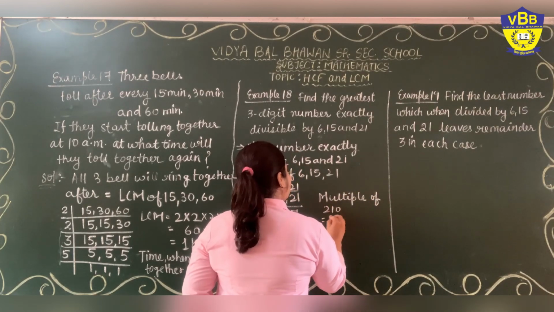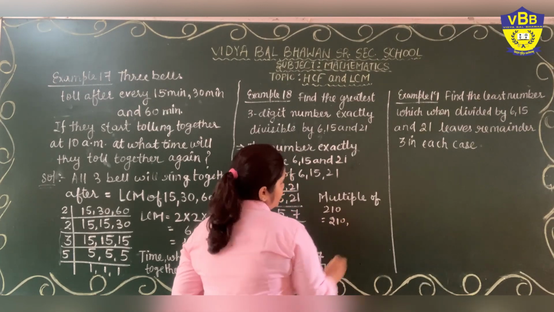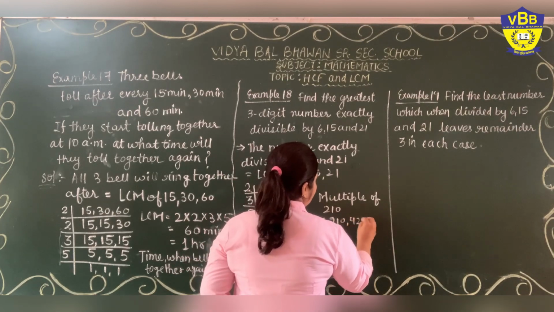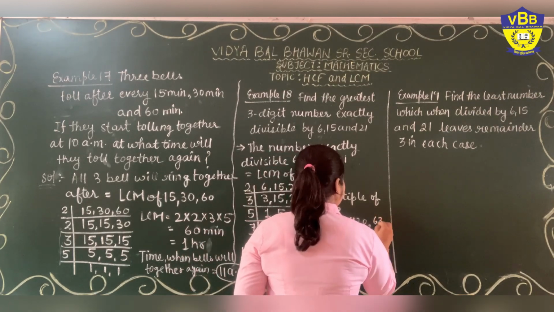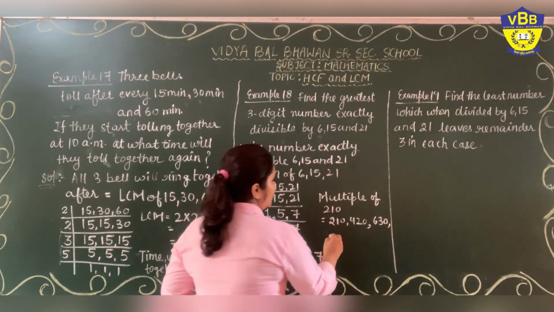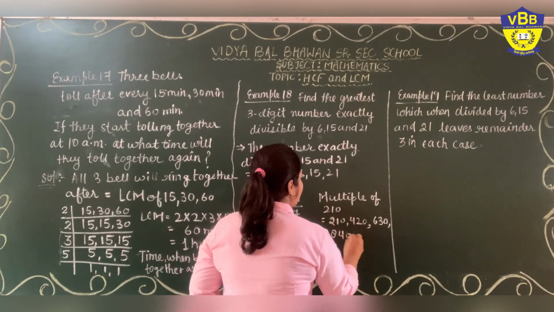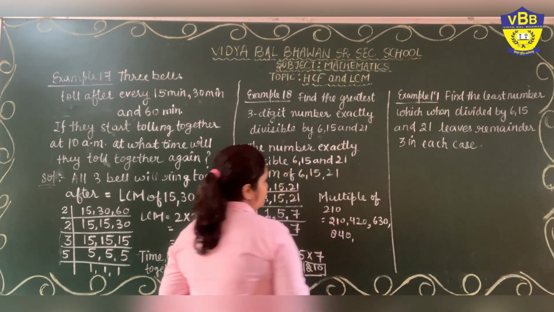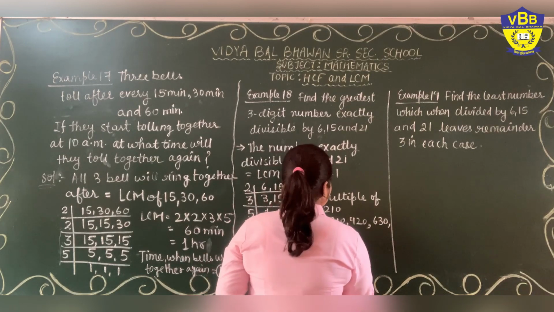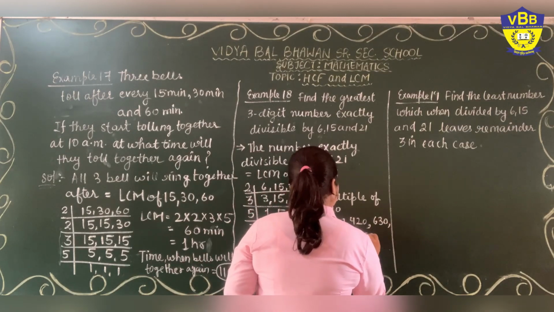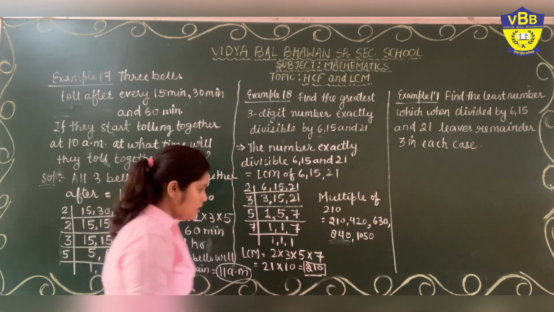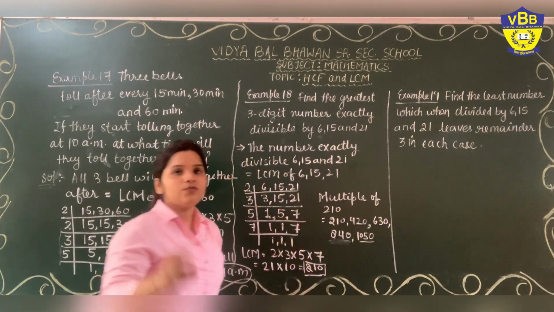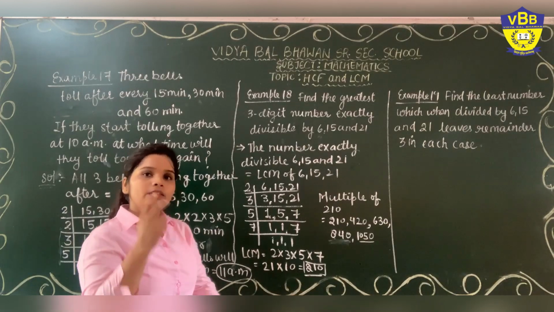That is, first one 210. Second one 420, third one 630, fourth one 840, and then after that, fifth one it will be 1050. You can see here it comes a 4-digit number and we want a 3-digit number.